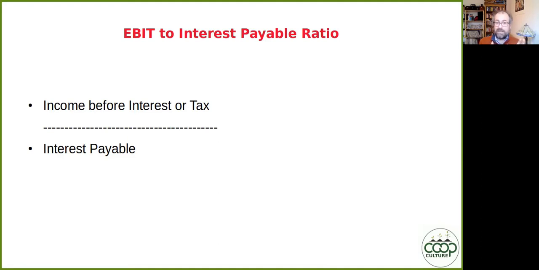We divide our EBIT by interest payable, and that gives us a relationship, and it shows us how much of the money we're managing to generate through the day-to-day trading of the organization are we using to pay back interest on our loans.